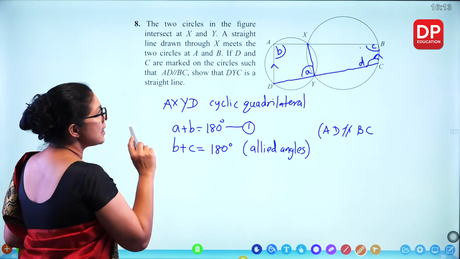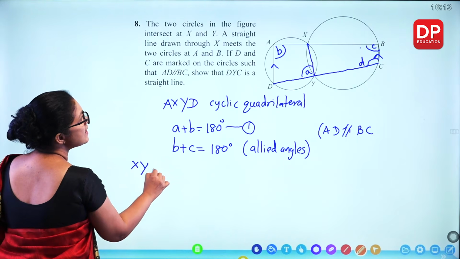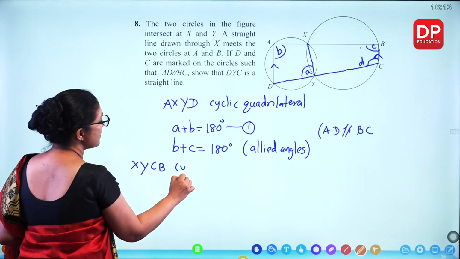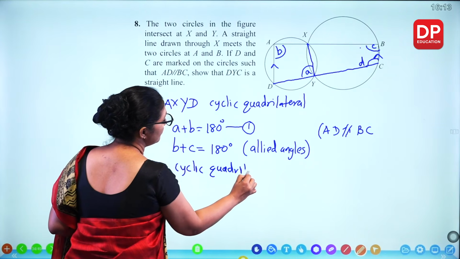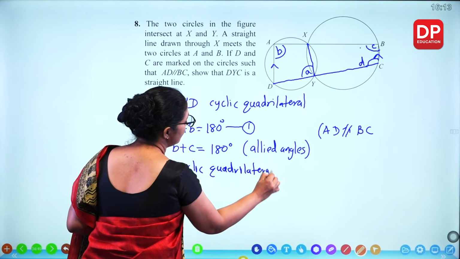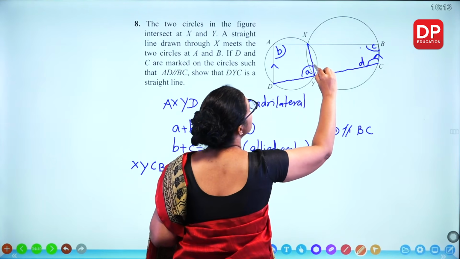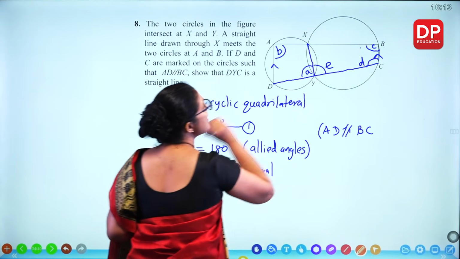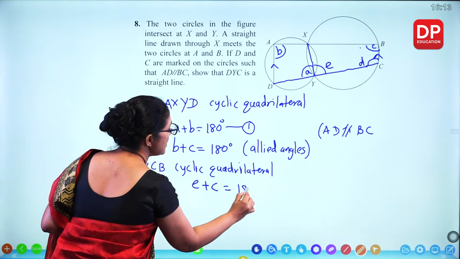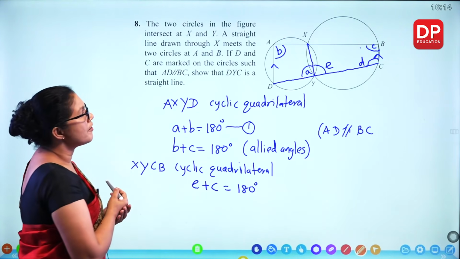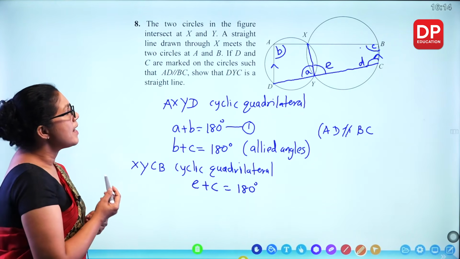Now we'll look at the other quadrilateral, XYCB, a cyclic quadrilateral. What can I say about this angle? I'll put this one as E. E plus C is 180 because of the cyclic quadrilateral. Now, we need A plus E.